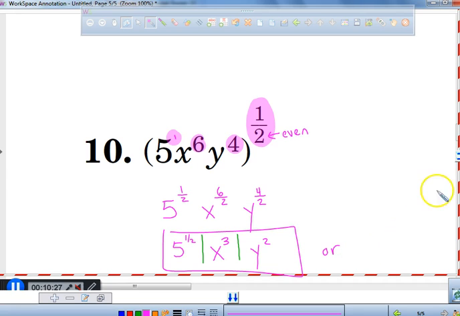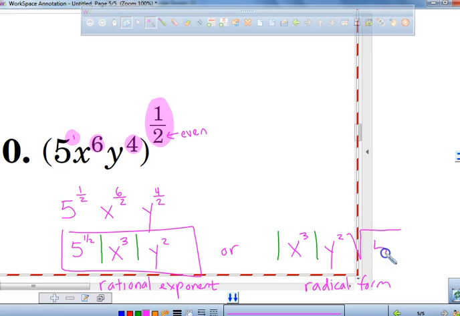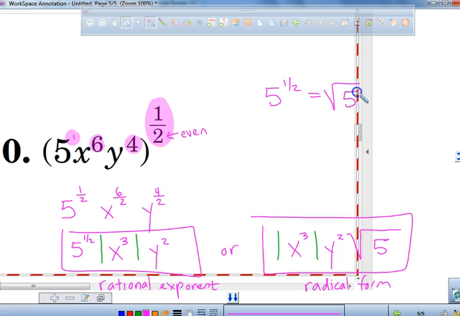Or, if you were to write it in radical form, by the way, everybody, this is what's called rational exponent form. I'm going to write it in radical form. Here we go. You still have x cubed with absolute value bars. You still have y squared. But then you would just write a radical 5. This would be your answer in radical, because 5 to the power of 1/2 is the same as the square root of 5. It's kind of hard to see because that's a 1 and a 2, and usually you don't write a 2 there, and you don't write a 1 there.